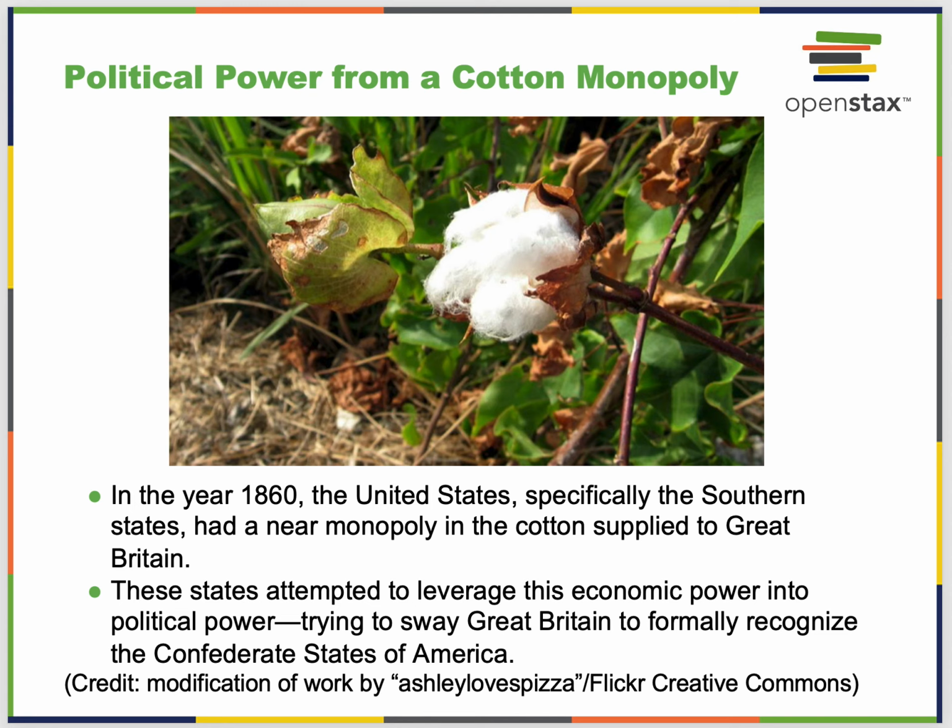An early example that they use in the textbook is King Cotton. In the pre-Civil War era, that was a huge crop and a major export for the U.S. And they had such leverage in Great Britain, which imported a lot of cotton from the southern states at that time. The states tried to use that leverage to get Great Britain to formally recognize the Confederate States. I don't think it really worked, because we're still a union.